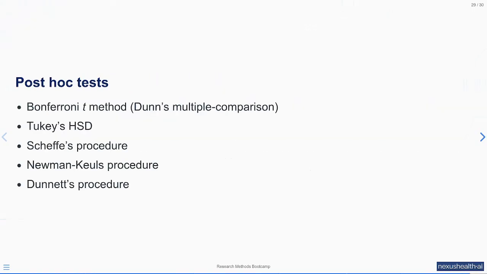And so there are different ways that the post-hoc tests are done. Common methods include the Bonferroni t-test. We have Tukey's honestly significant difference. We have Scheffé's procedure, Newman-Keuls, and Dunnett's procedures. So all these are options. We shall not go into detail on this because it is beyond the scope of our lectures. However, in the statistical software, once you carry out this test, you will see options to be able to do post-hoc tests, and we shall cover this during the practical sessions.